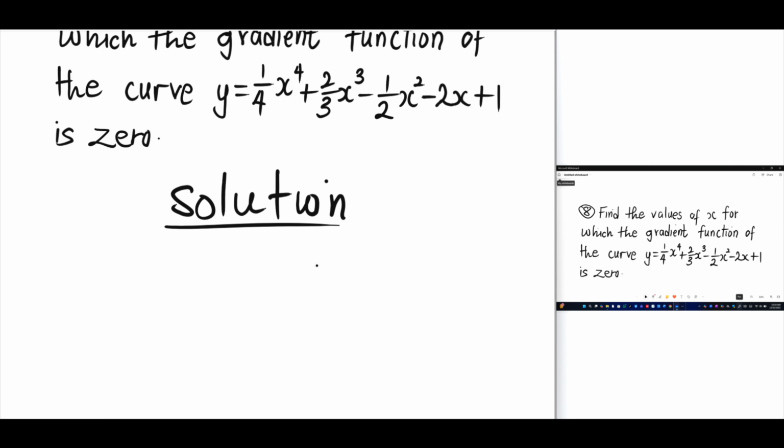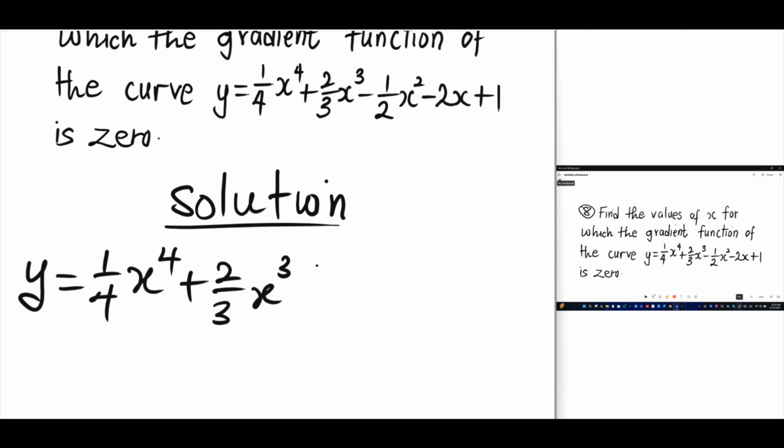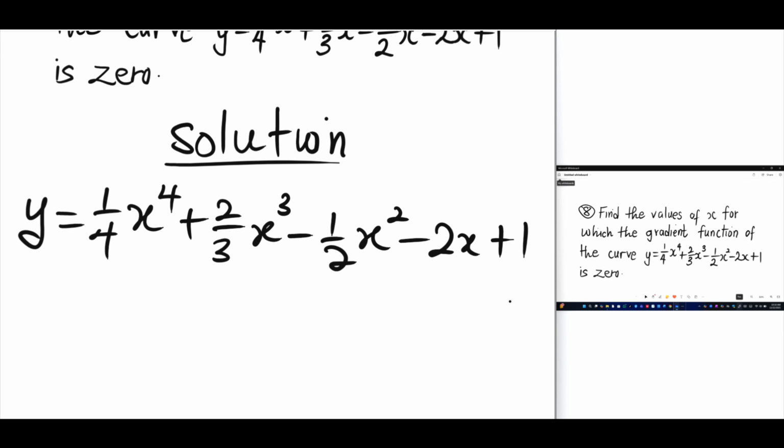Alright. So given the function to be y equal to 1/4 x to the power 4 plus 2/3 x cubed minus half x squared minus 2x plus 1. We are to find the value of x for which the gradient function of this given function is equal to 0. So let us find our gradient function.